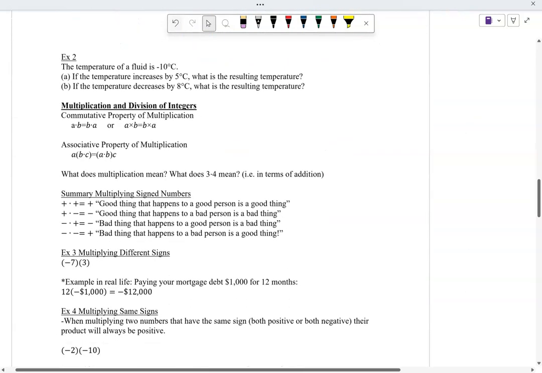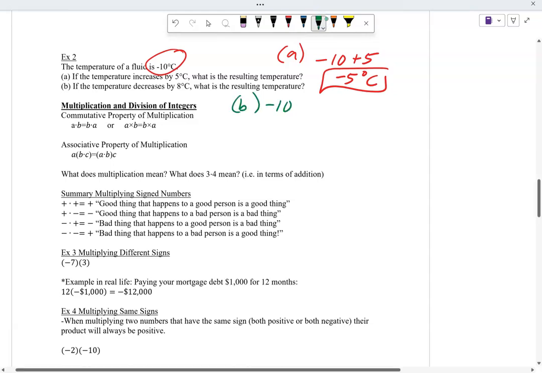Here are some real world examples of that. If the temperature of a fluid is -10 and it increases by 5, now I'm at -5 degrees Celsius for part A, right? For part B, if the temperature decreases, I have -10 and it decreases by 8, now I'm at -18 degrees Celsius as my resultant temperature.